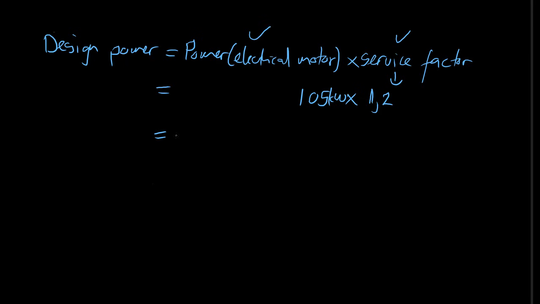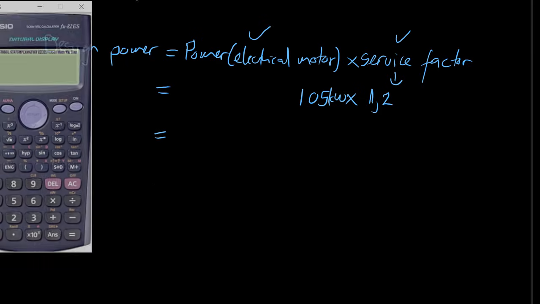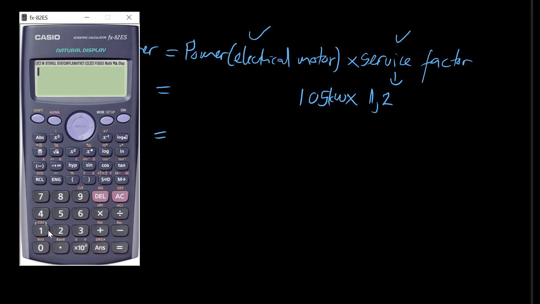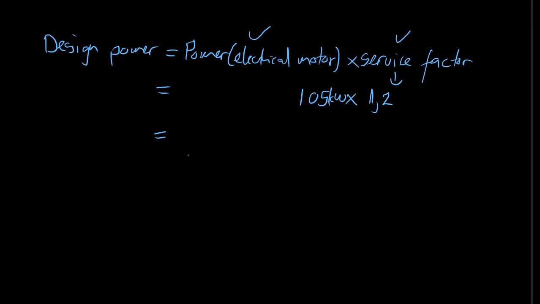So now with the calculator, I'm going to be multiplying the 105 times the 1,2, and the information I'm getting is 126. Now remember, I'm dealing with power. You can see that when it says power of electrical motor, they gave the answer in kilowatt, so I must also leave my answers in kilowatt. So that is how I use the information I'm given to find the service factor. Now let us look at the next question.